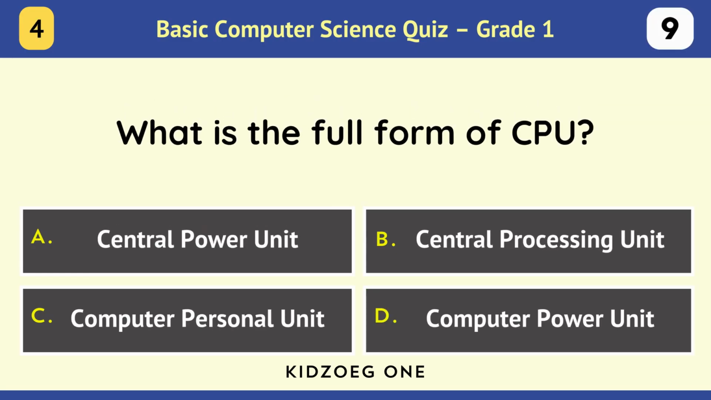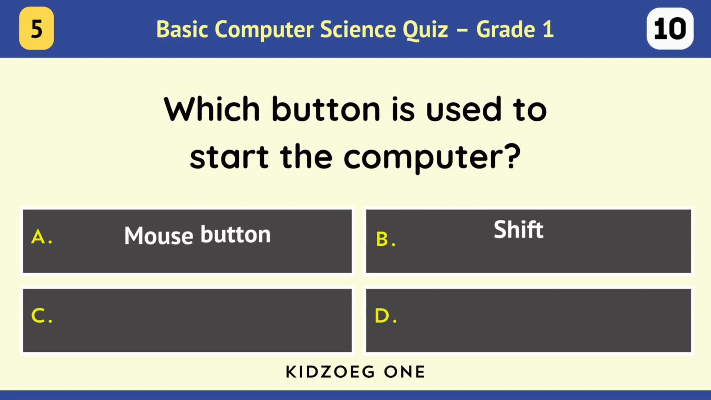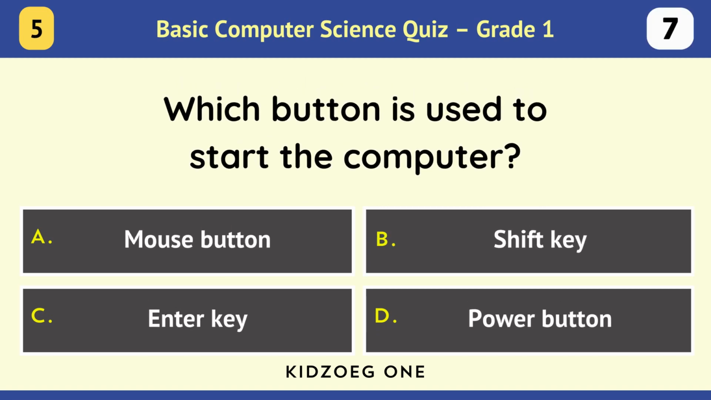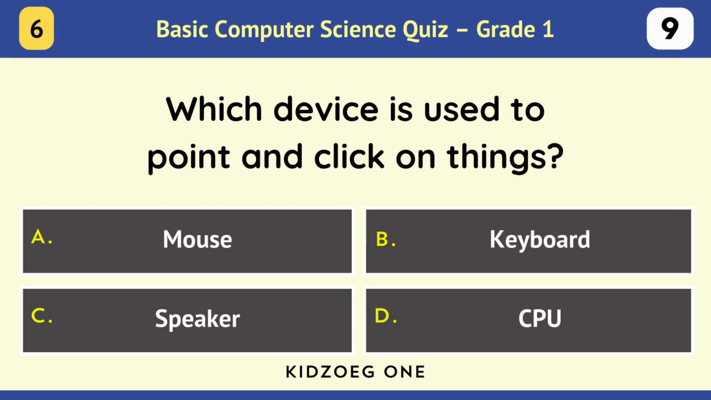What is the full form of CPU? Central processing unit. Which button is used to start the computer? Power button. Which device is used to point and click on things? Mouse.